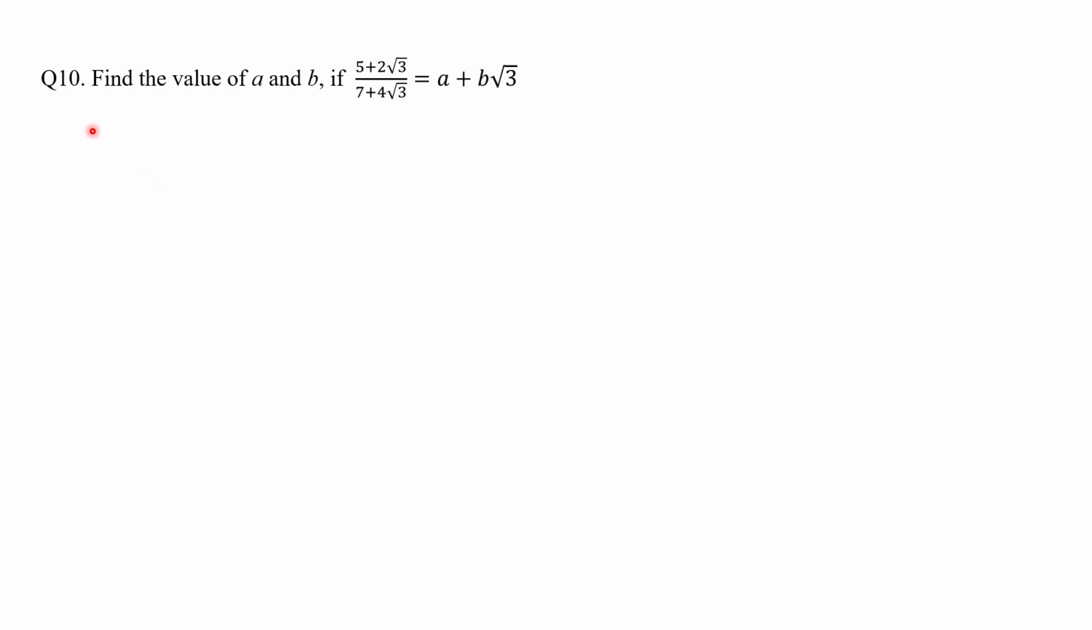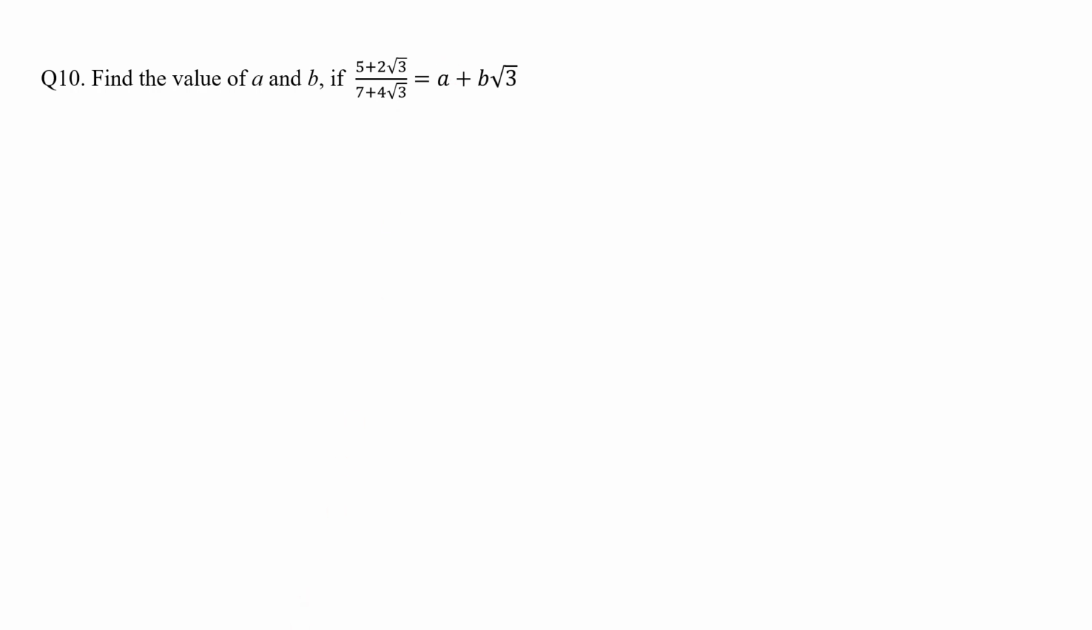So I have done 9 multiple choice questions. In that, one of the questions was an assertion reason question. Now in this question you have to find the value of A and B. If 5 plus 2 root 3 by 7 plus 4 root 3 equals A plus B root 3. This type of question definitely comes in the exam and it will carry 3 marks. So in such a question, first of all, you have to take 5 plus 2 root 3 by 7 plus 4 root 3, find out the rationalizing factor and rationalize it.